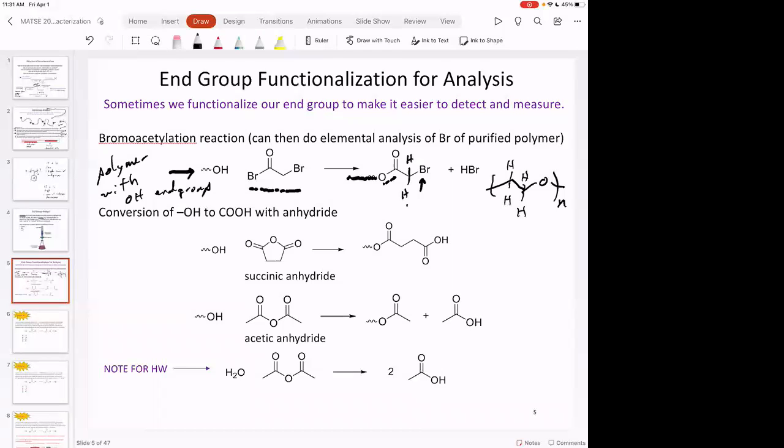So there's a couple different ways to analyze those end groups. We're going to analyze it by bromine content in a second. If we take our OH functionalized polymer and we functionalize it with succinic anhydride, we get this group. What's this group called right here? Carboxylic acid. And so you can do an acid-base titration, right?